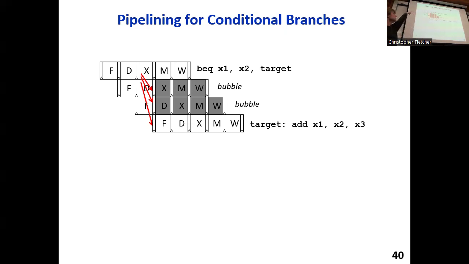So note the forward causality here, where we don't actually fetch the target until we know that the condition is true, which is intuitive. You wouldn't want to fetch the target unless you know you're going to take the branch, at least in this pipeline where we don't have prediction. So you have to insert 2 bubbles, and then you have a target.